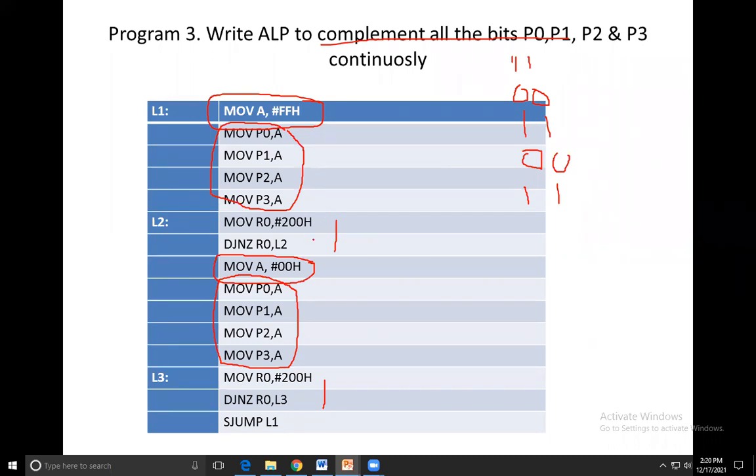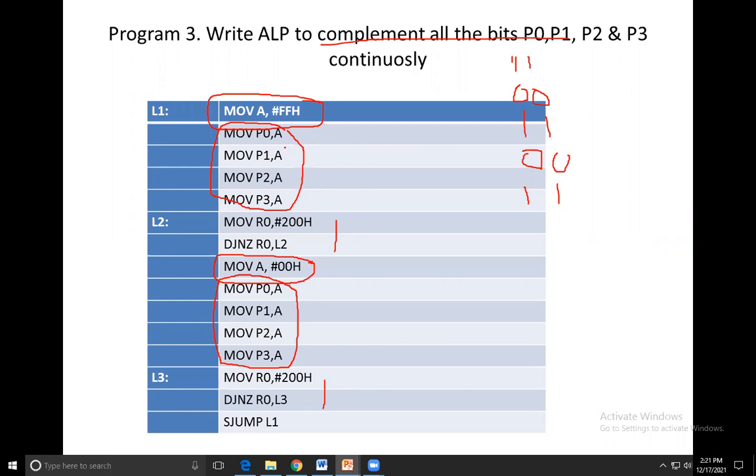After that, what I am doing is transferring 00H to the accumulator. And then after that, you have to transfer the 00 to port 0, port 1, port 2, and port 3. So all 0s will be transferred to port 0, port 1, port 2, and port 3.